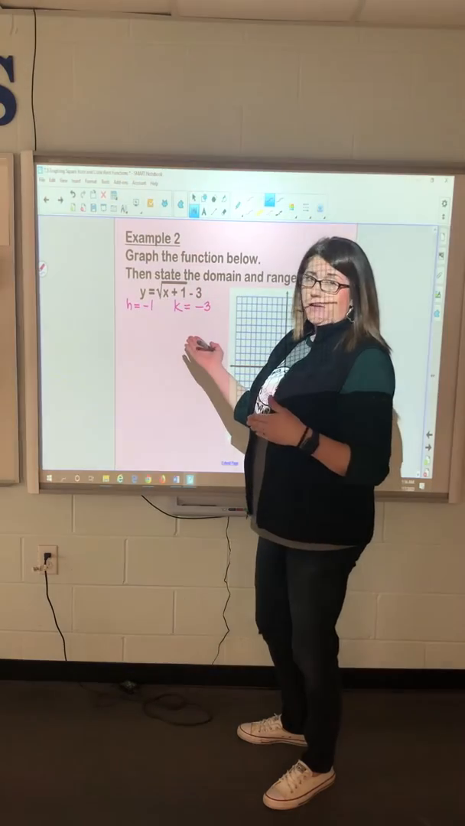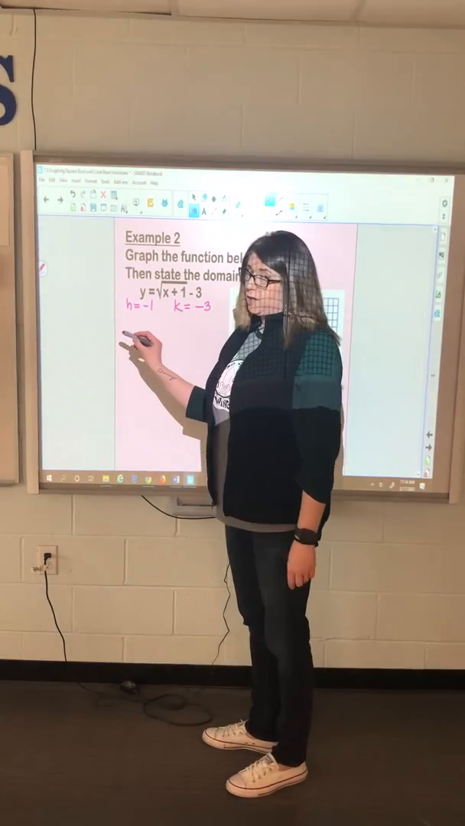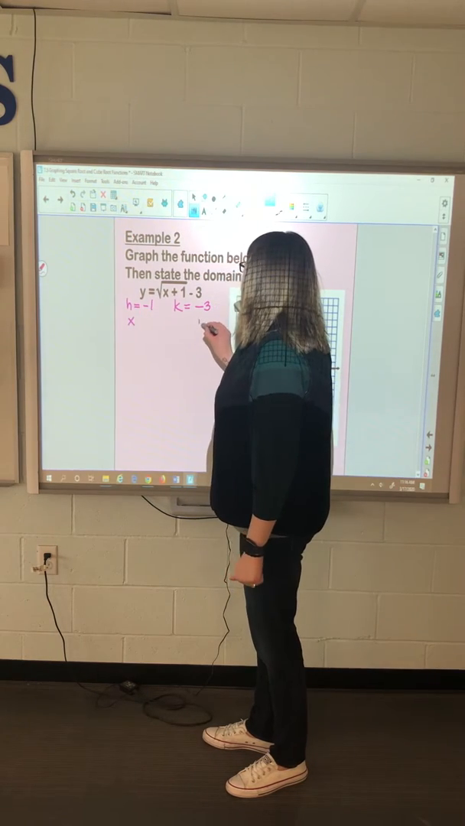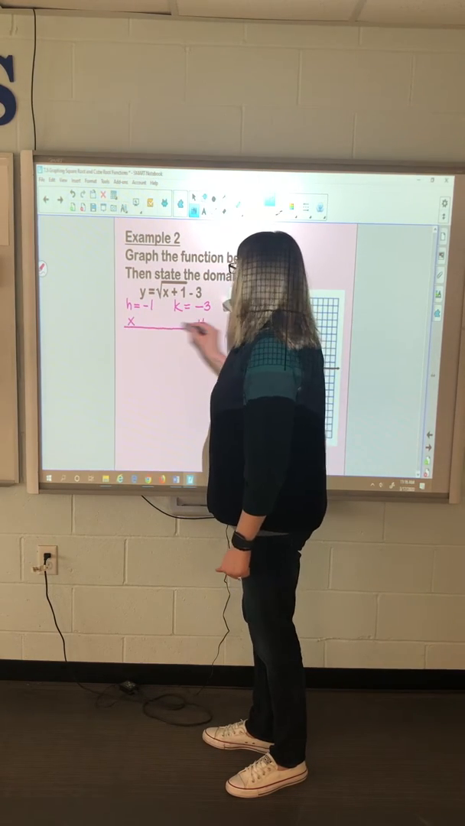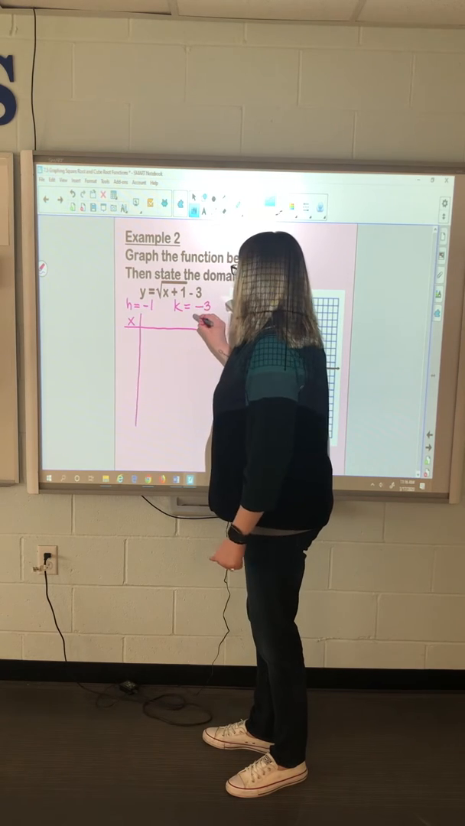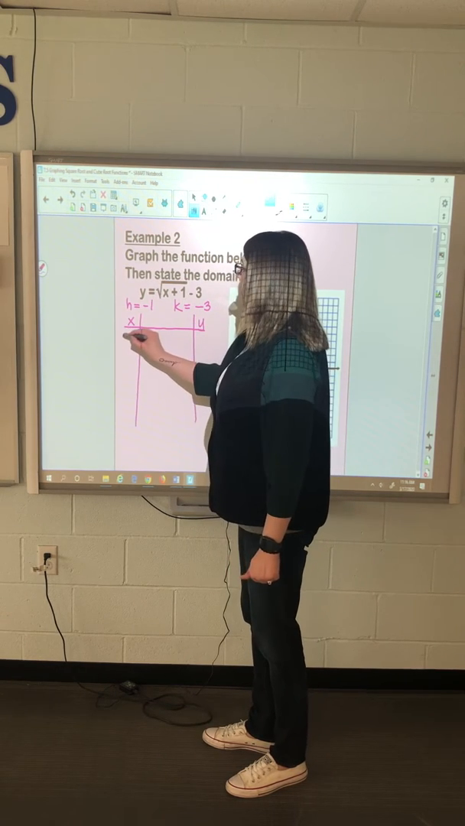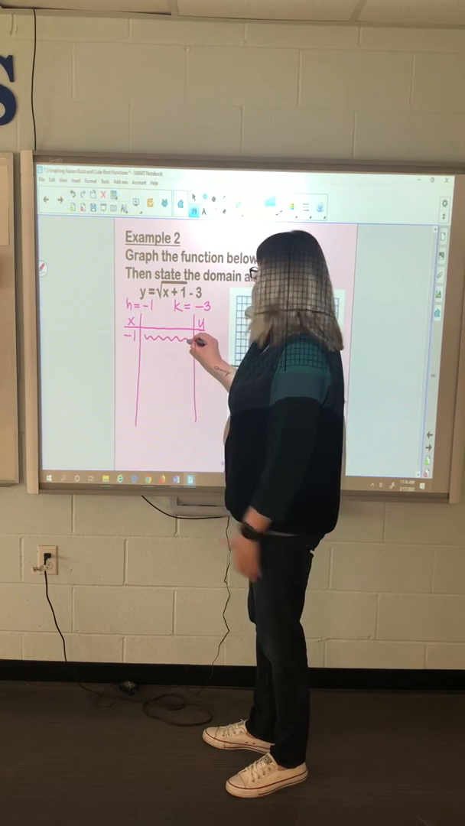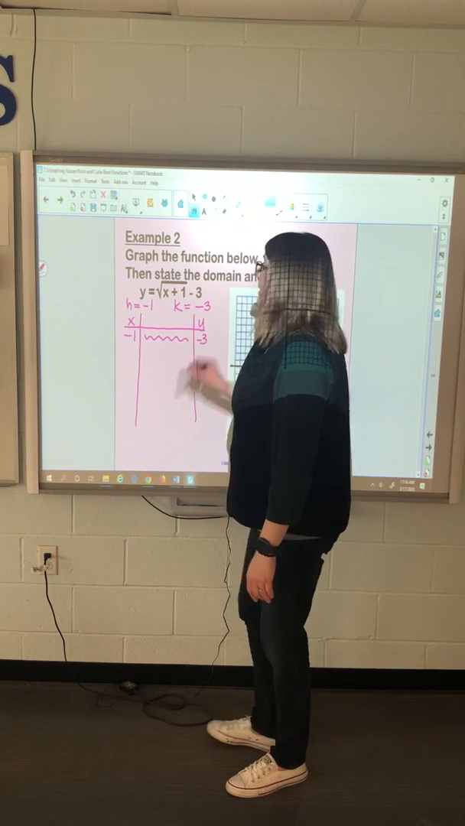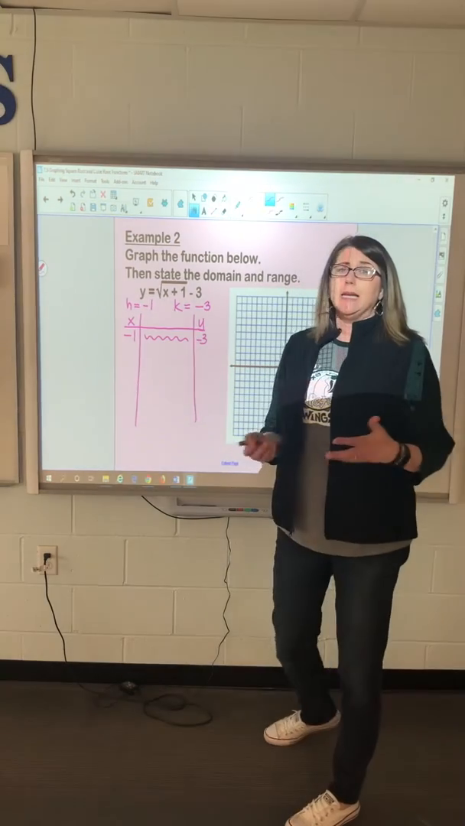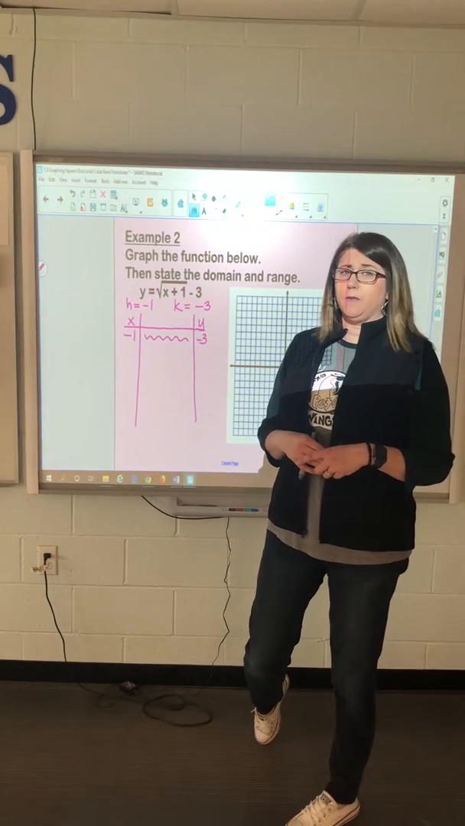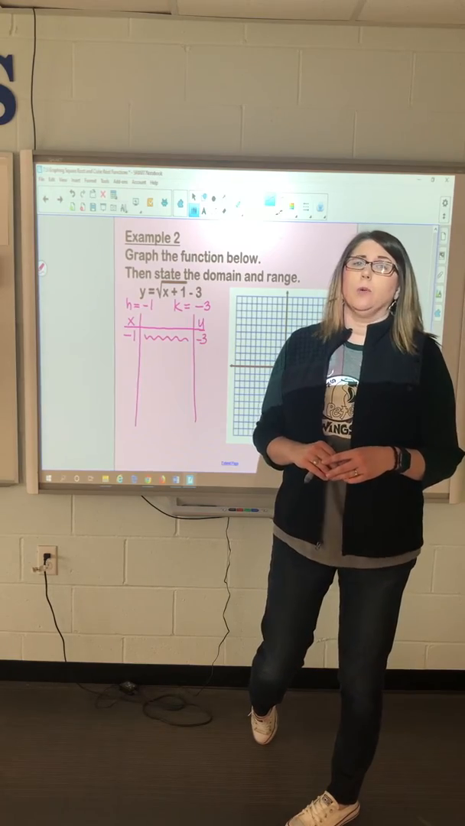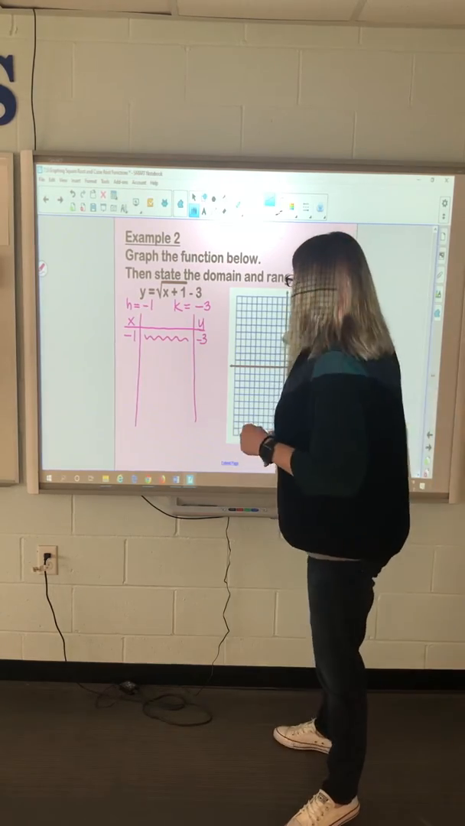Now the great thing about this is, number one, it gives us our starting point, but it also gives us our starting point in our table of values. So right here, I have negative 1, comma, I don't need to show my work, I already know that the y value is going to be negative 3. So our starting point is negative 1, comma, negative 3. That's going to be where we start in our table of values. It's also going to be where we start when we are graphing.